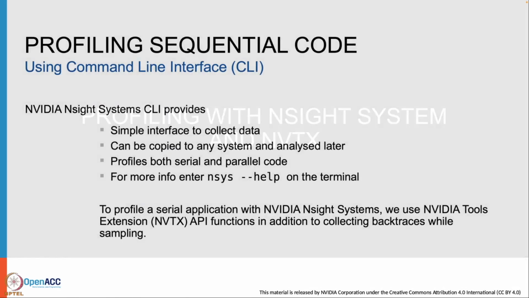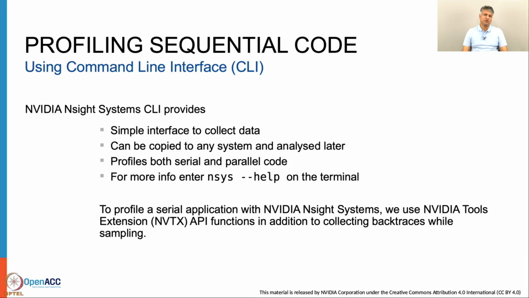So how do we figure out for a general code that, what are the hotspots, what are the functions which consume most of the time? And for this, we have certain tools, and we profile this using the Nsight system and another set of code called NVTX. So we can profile the sequential code using the command line interface, or CLI. The NVIDIA Nsight systems command line interface provides a very simple interface to collect data. It can be copied to any system and analyzed later. The profiles can be both for serial and for parallel code. For more information, enter nsys --help on the terminal.